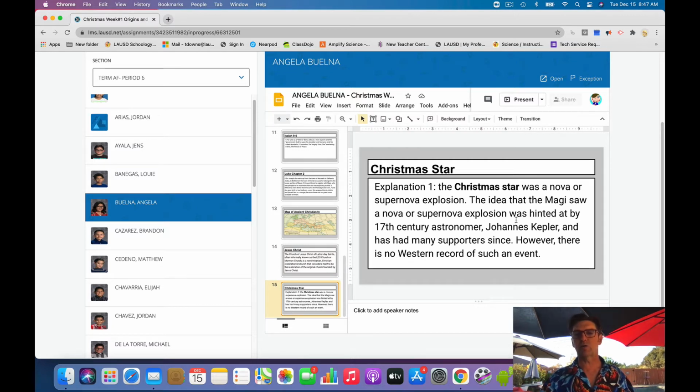Christmas star, pretty cool. Different versions of this even. We've got the 2 planets aligning on December 21st.